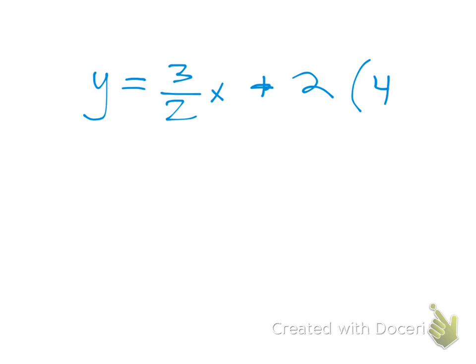So let's try one. Let's say I need a line perpendicular to 3/2 x plus 2, and it needs to go through the point, let's do 9, 1. So the first thing I do is I flip the slope, and since it was positive here, I want to make it negative there.